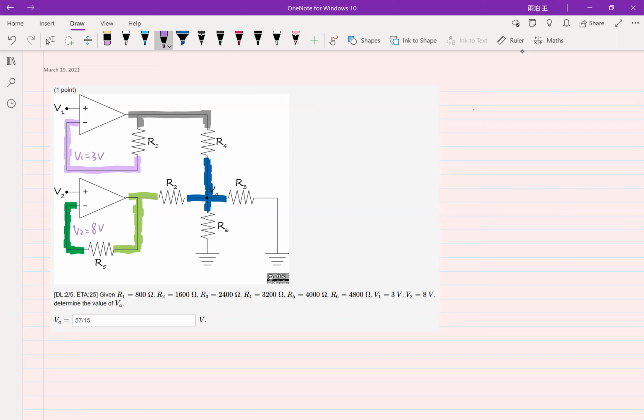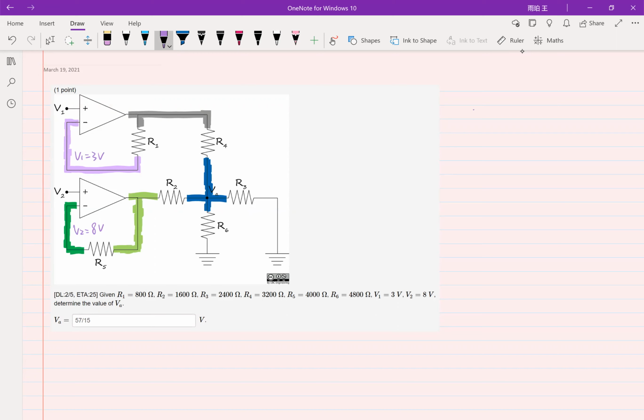If you're unfamiliar with how to identify all of the nodes in a circuit, please go back to my video on nodal analysis. Hopefully that will clear things up. If not, you're welcome to ask a question and reach out to me, however is convenient for you.